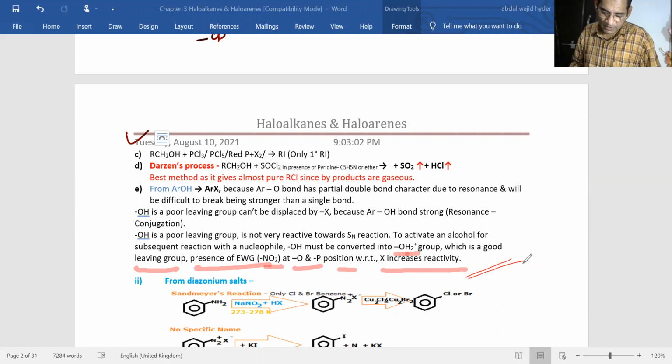Tomorrow we will start with the preparation of haloalkane from diazonium salts. So that's also very fine.